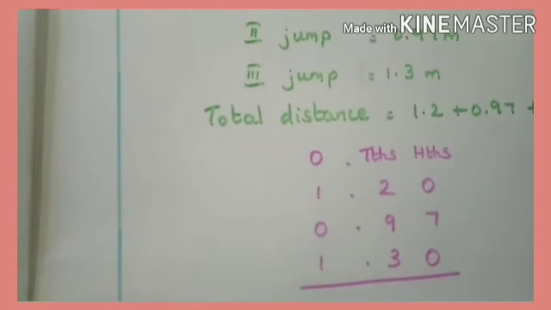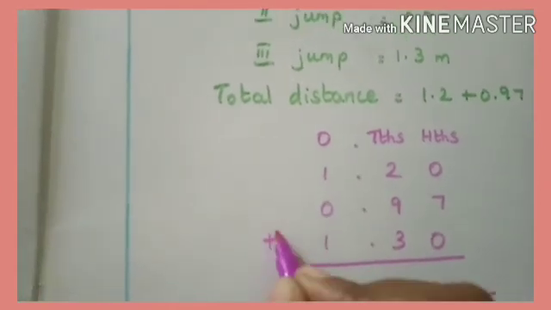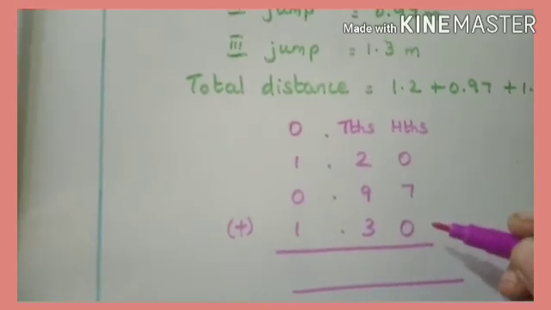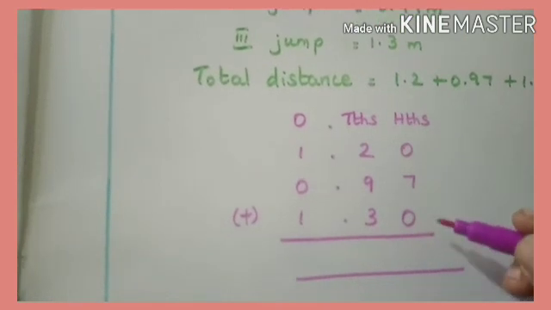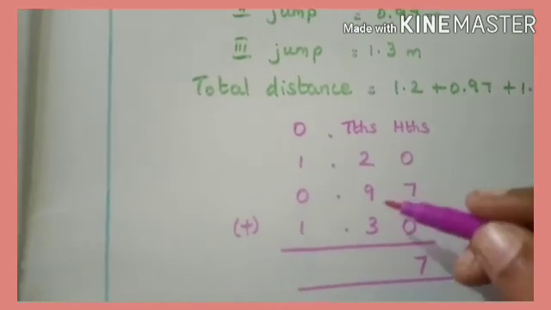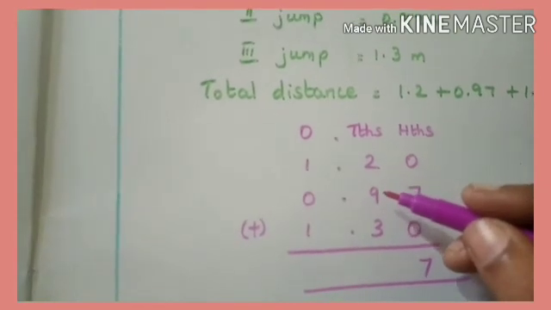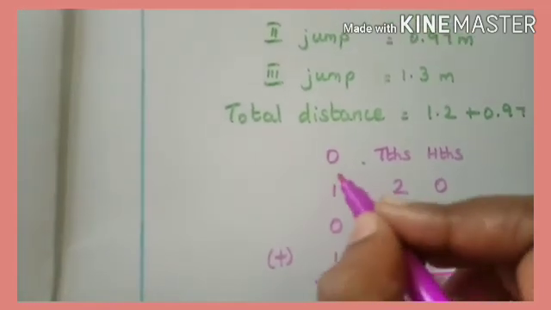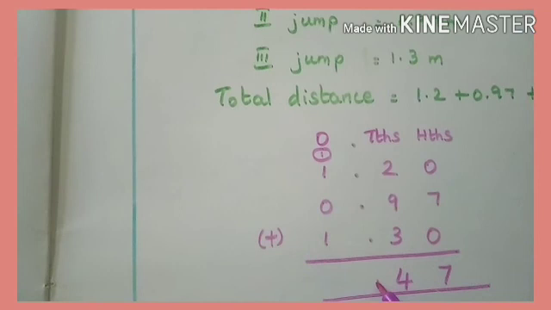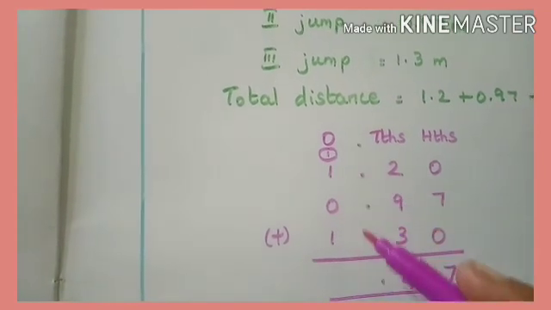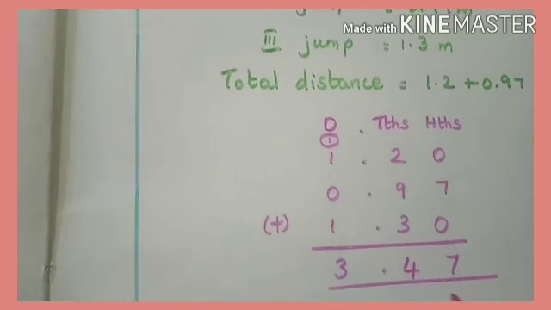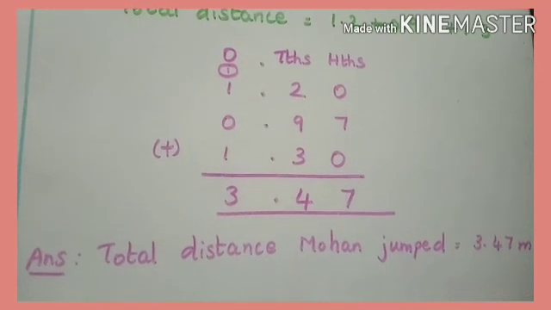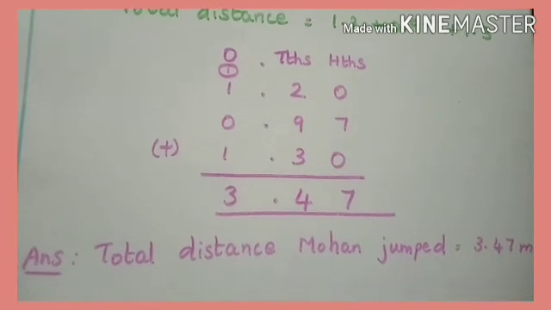Let's add these decimals. Add 0 and 7, we get 7. Then add 7 and 0, we get 7. Then add 2 and 9, we get 11. Then add 11 and 3, we get 14. Write 4. Carry 1 over to the next place. Then add 1 and 1, we get 2. 2 and 1, we get 3. We get the answer as total distance Mohan jumped is equal to 3.47 meter.